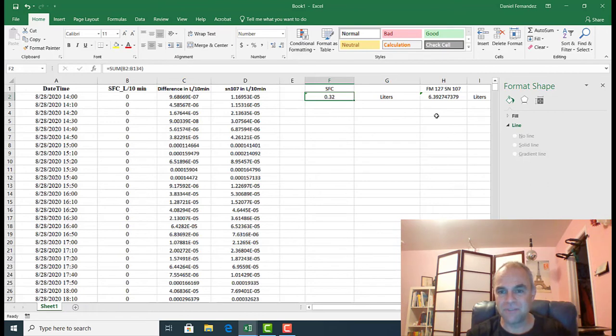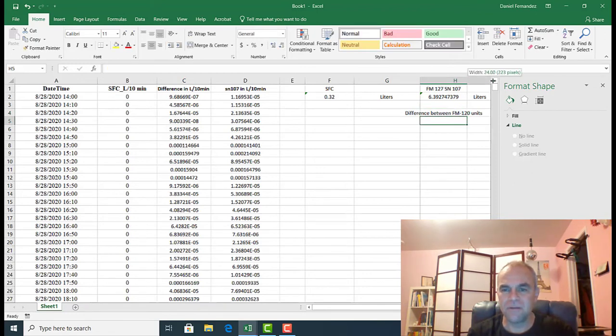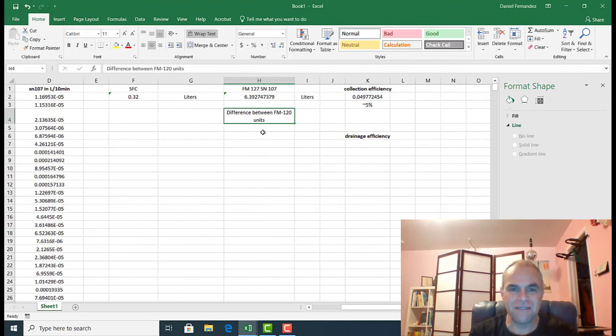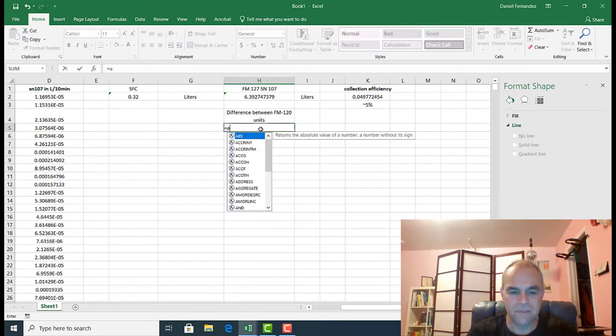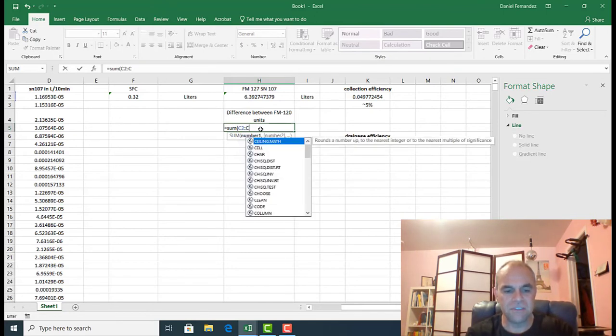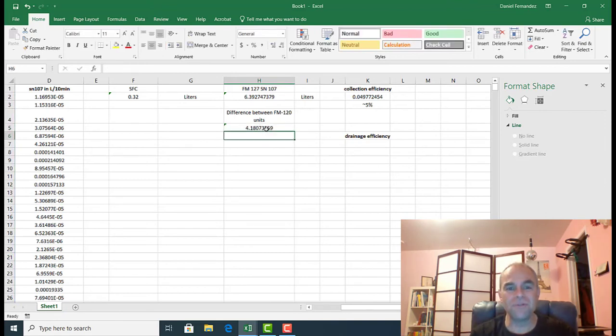But the difference between the two FM-120s is going to be, I'll call that here, difference between FM-120 units. I'll make this bigger. I can wrap text. And to find that, I'm going to find the sum of, now this would be C2 to C134. So now we have 4 liters.